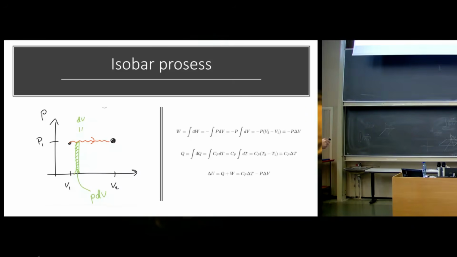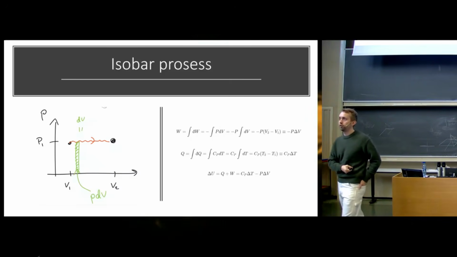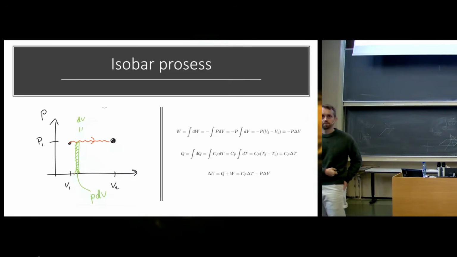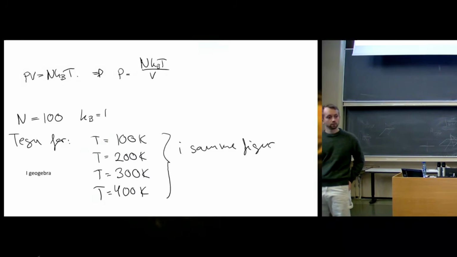The heat that we add, now we have to use the heat capacity at constant pressure. We take it outside because it's constant, boom, done. And now we have an expression for the change in internal energy too, based on the first law of thermodynamics. That's isobar. There are other processes.